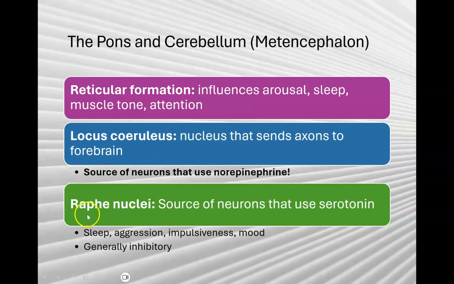We also have what are called the Raphe nuclei. This is the source of neurons that use serotonin. So here we are talking about major neurotransmitter players. When you hear about the locus coeruleus, think about norepinephrine. When you hear about the Raphe nuclei, think about serotonin. These neurons are going to influence things like sleep, aggression, impulsiveness, and mood, and generally serotonergic neurons that originate from the Raphe nuclei are going to be inhibitory in nature.